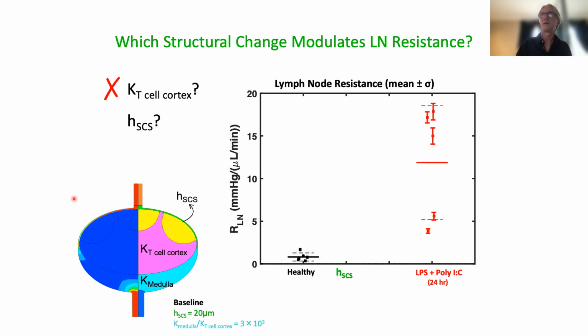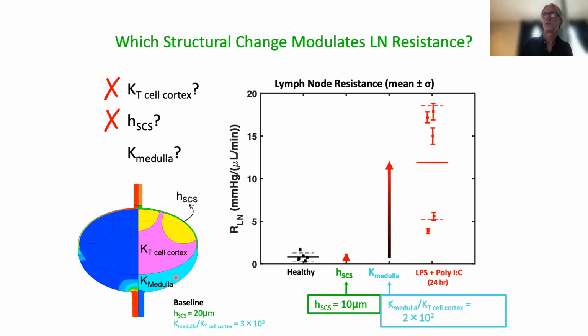Then we changed the subcapsular sinus properties, and that didn't make any difference. And then we changed the permeability of the medullary sinus, the collection point where all the flow goes out. And sure enough, that's the only change we could make that would explain this change in flow resistance. So this is where we're looking right now, biologically: in the medullary sinus, to try and figure out what changed down here to change that flow resistance.